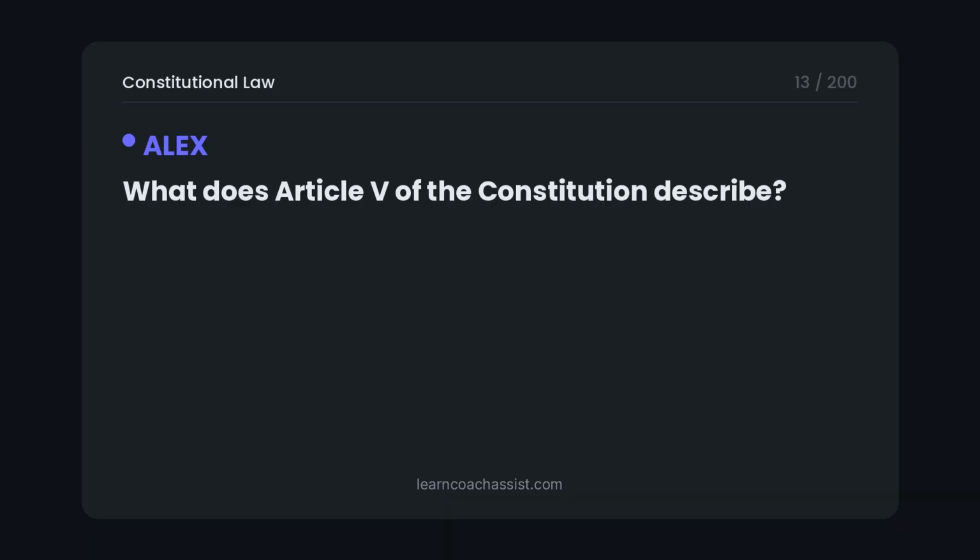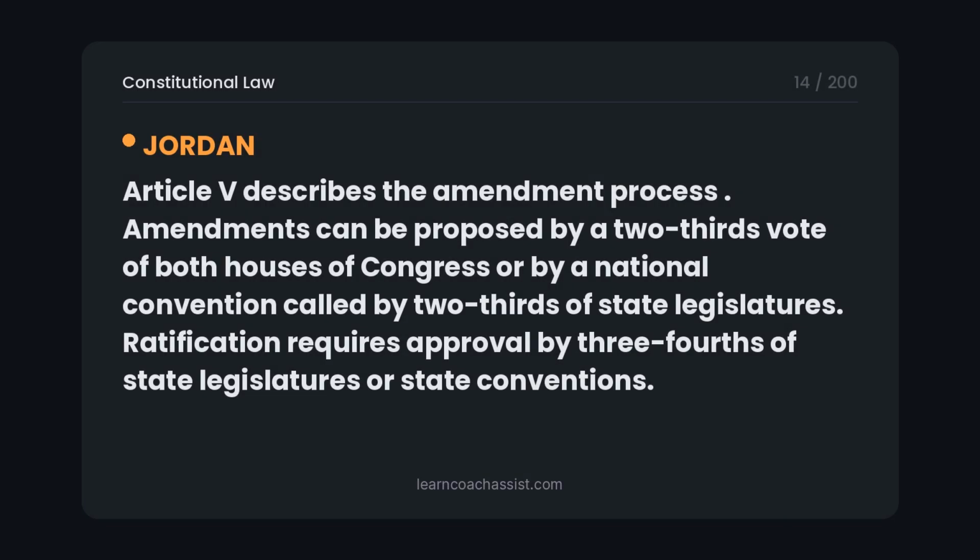What does Article 5 of the Constitution describe? Article 5 describes the amendment process. Amendments can be proposed by a two-thirds vote of both houses of Congress or by a national convention called by two-thirds of state legislatures. Ratification requires approval by three-fourths of state legislatures or state conventions.